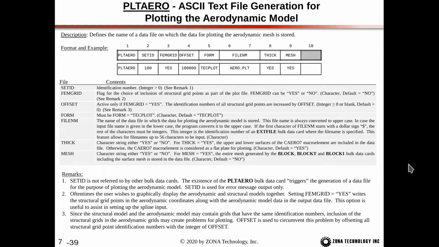Next we have the PLTAERO card, which allows you to create a file with the aerodynamic model. And I always recommend using this card to make sure the aerodynamic model looks like what you expect. So we have an ID number, which doesn't really matter. It's just used in error output. FEMGRID is a flag, a character string that can be either yes or no. For FEMGRID equals yes, the structural grid points are included in the plot file. When it's no, the structural grid points are not included.